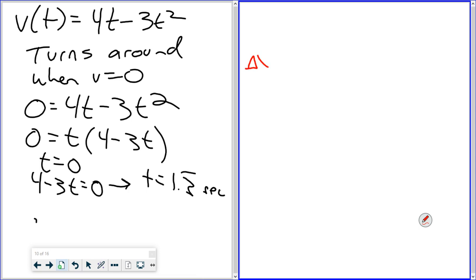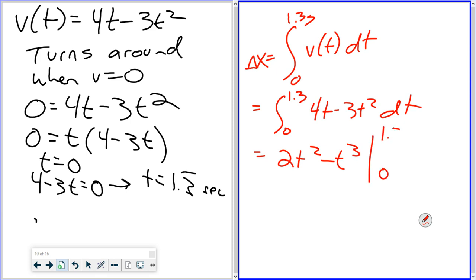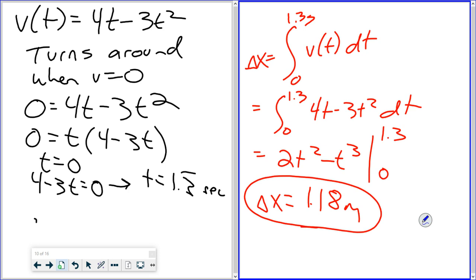So now we can go, oh, well, displacement is the integral from 0 to 1.3 seconds of v of t with respect to time. So now it's just an integral, just like we did in part A. So it's literally the same integral, right? So you get 2t squared minus t cubed, evaluated at 0 and at 1.3. Plug in your numbers, and you end up getting a displacement of 1.18 meters. And again, remember, you plug in the top number, and then minus what you get when you plug in the bottom number.